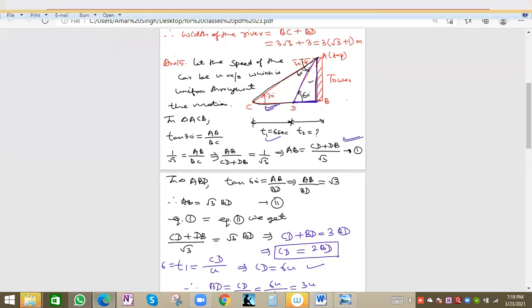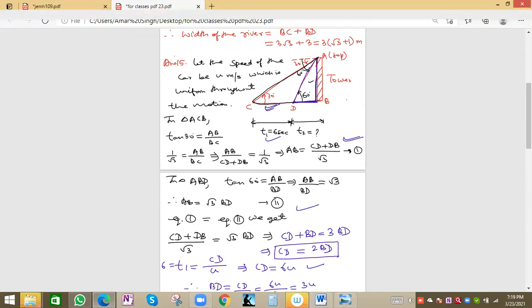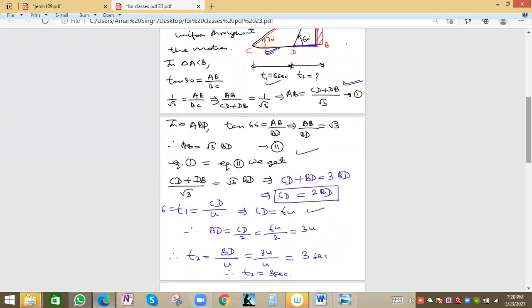This was question 1. Similarly, we'll take triangle ADB. We get the AB relation in terms of BD. We'll equate and solve. Now, if you solve, you get this value: CD will be double of BD.